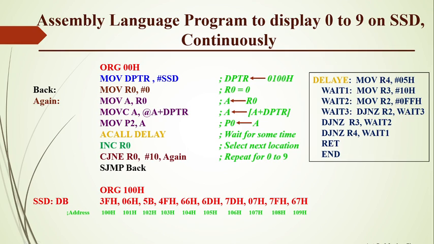This will be done again and again using the jump back instruction. After all the digits from 0 to 9 are displayed on the SSD, it will jump back to where R0 is again loaded with 0, and again it will start displaying from 0 to 9. In this way we can display the digits from 0 to 9 on SSD.